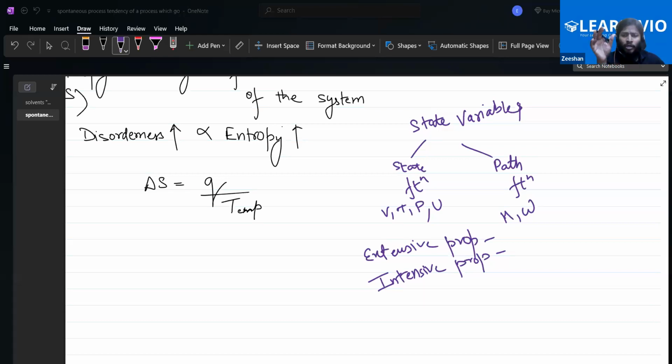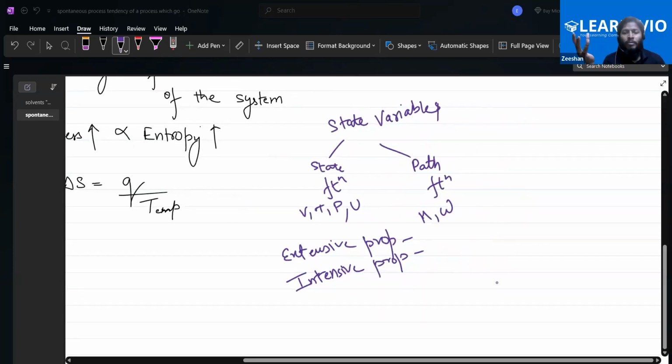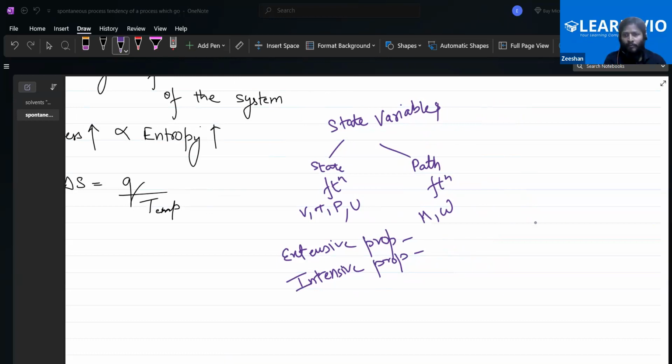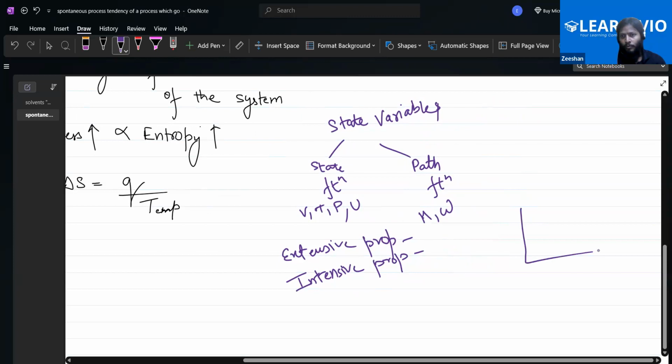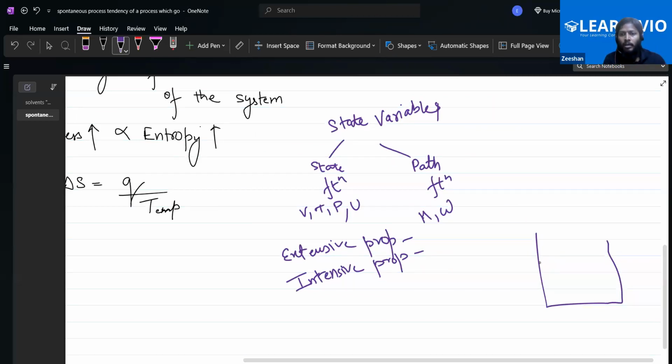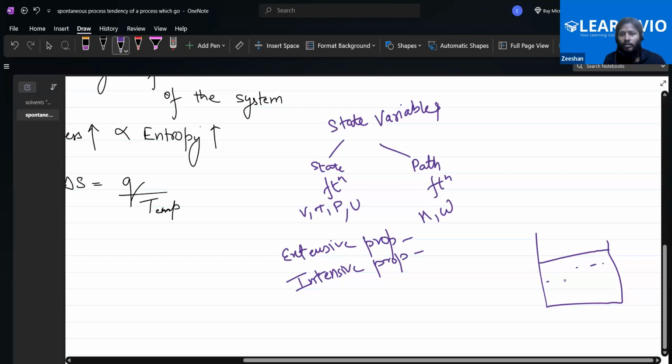Okay, okay. I will give you an example, and you will always remember. To find out what is extensive and what is intensive, you may get confused, because you may remember the definition, but you may still get confused. For example, take a container with you. You don't have to take a container, just draw a container, and fill it.